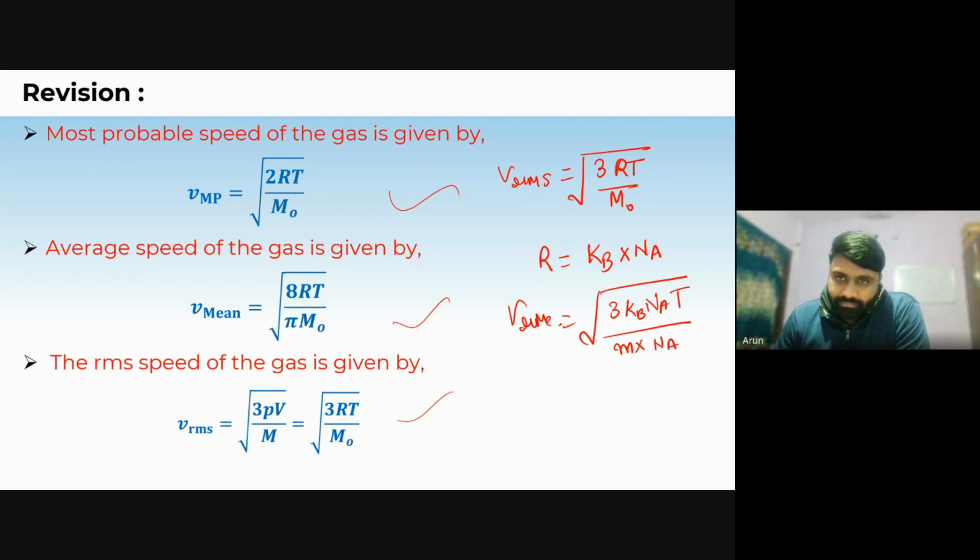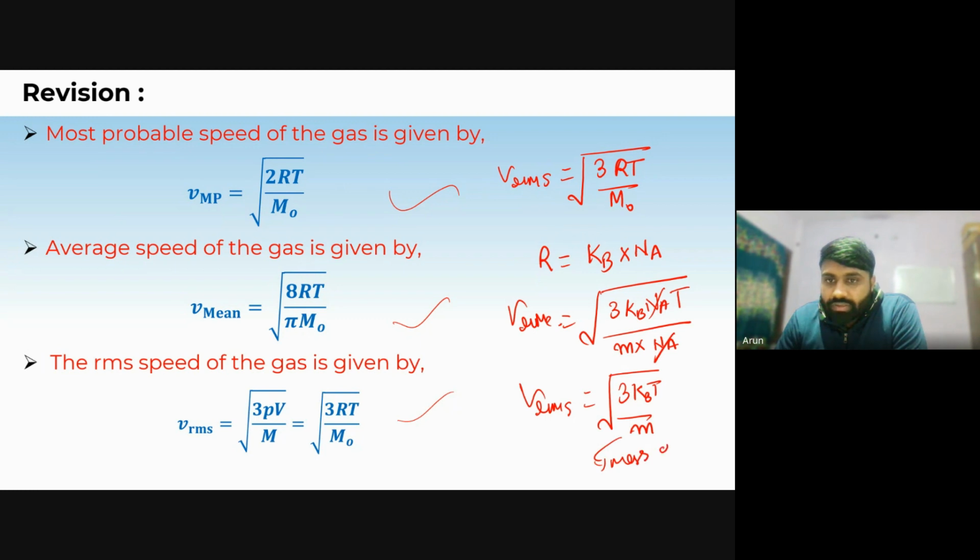And in one mole, how many atoms are there? It is NA, 6.023 into 10 raised to the power 23. Now you can cancel out NA here. So VRMS is equal to root of 3 kB T over m, where m here is the mass of one molecule. Mass of one molecule. So in these terms also you can remember the formula.